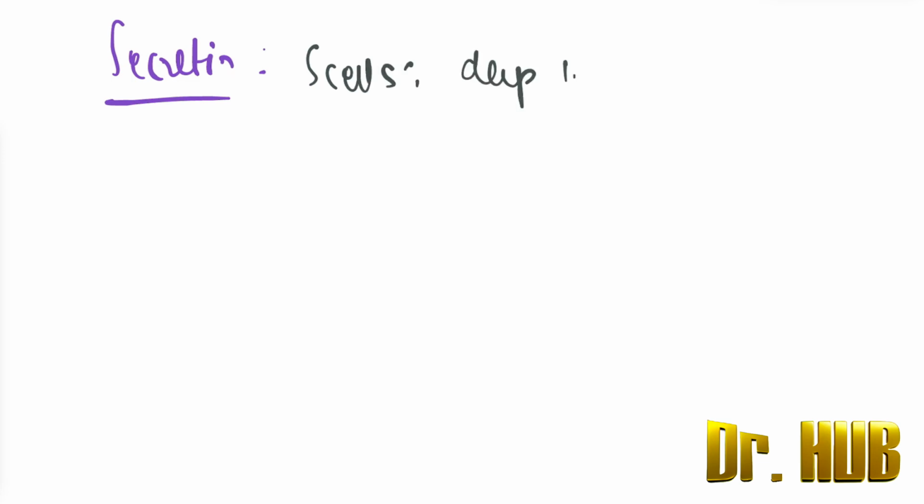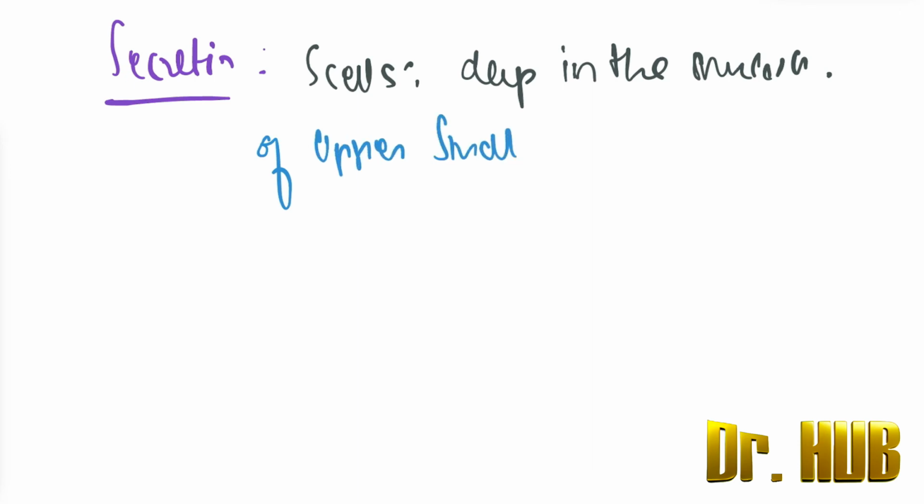Next we look at secretin. Secretin is from the S cells, S for secretin, and it lies deep in the mucosa of the upper small intestine. Next we look at where it is stimulated. S is nothing but stimulation.